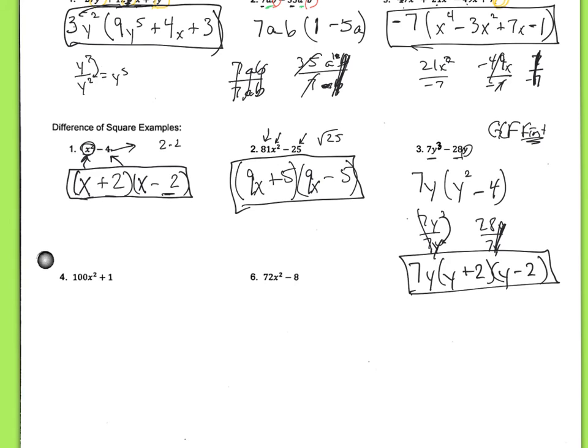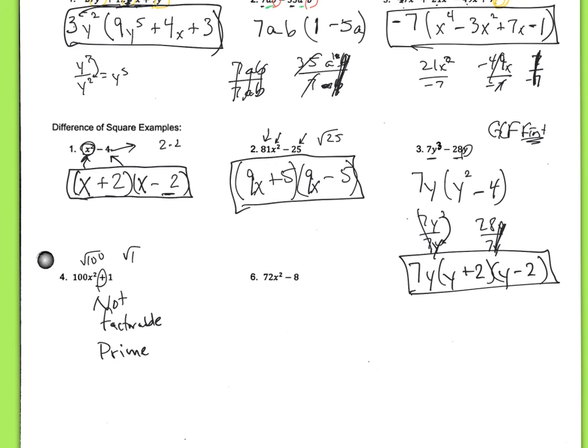In number 4, this is a trick. Yes, 100 is a perfect square. 1 is a perfect square, but there's a plus sign. And so this is not factorable. You could also write prime, because prime means the only factors are 1 and itself. So you could write either one of these. It's up to you. Let's try this again.